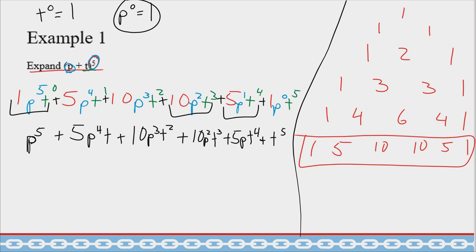I know that's confusing, but that is much easier than writing this down 5 times and doing a whole bunch of foiling or something similar to that. I don't want to do this problem that I'm writing up here. I don't want to multiply p plus t 5 times. So this Pascal's triangle combined with the binomial theorem allows us to shortcut, essentially, these types of problems.